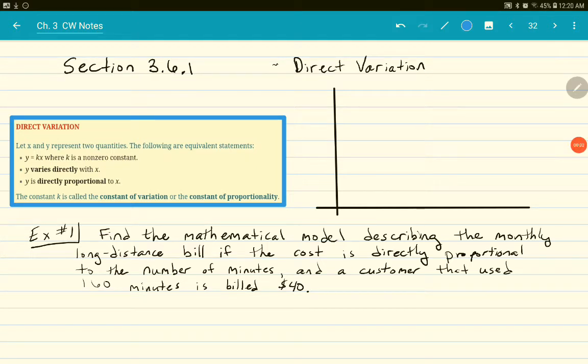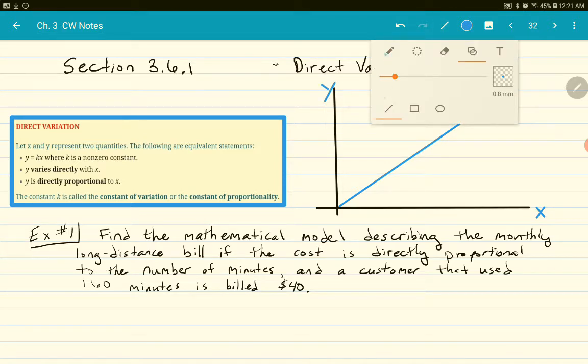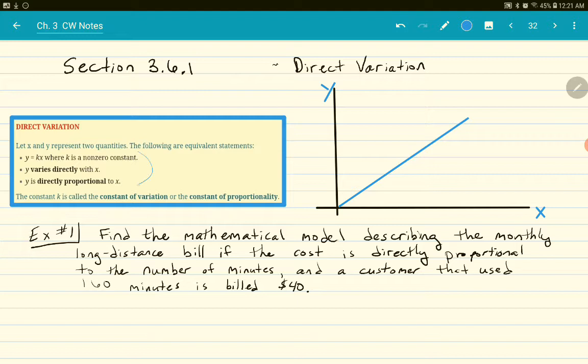In section 3.6, the first section is about direct variation. Direct variation is basically a line that starts at the origin and is a straight line. Those are the two requirements for a direct variation. And when we have a direct variation, this is my x-coordinate, this is my y-coordinate, and that can be expressed in these three equivalent statements.